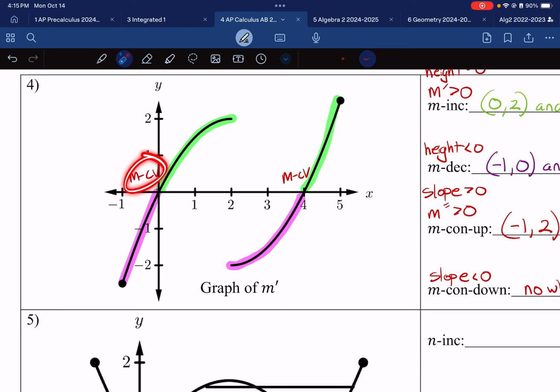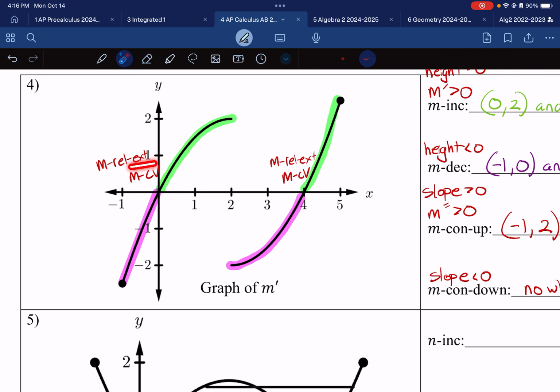All right, so now that's a critical value, you ask, is it a relative extremum? Did I actually change signs? I had a negative height, and then I had a positive height. That is a change of signs. Therefore, it is a relative extremum. This is an m relative extremum, and this one is also an m relative extremum. Why? Because it changed signs.